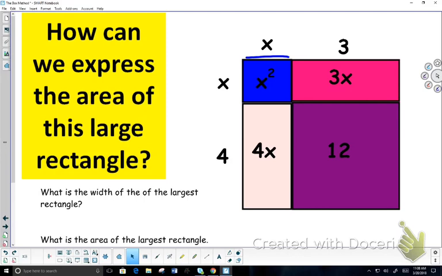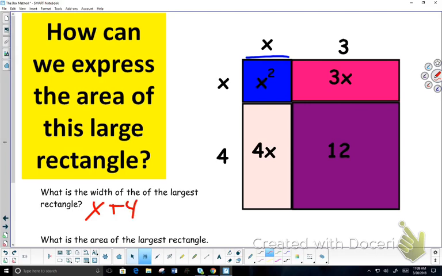So when they ask me a question, what do you think they're asking me for? The thing I had to find. So according to them, this is the width, because that was what we actually had to find, right? So we got x plus 4.